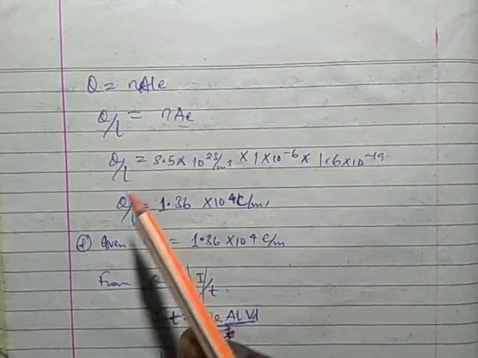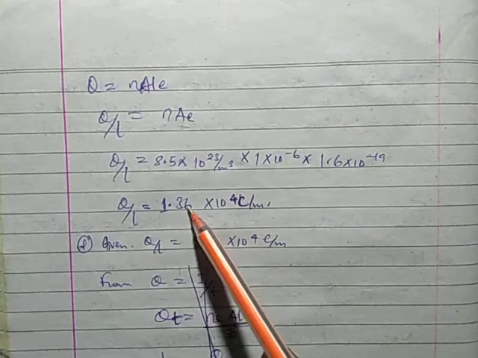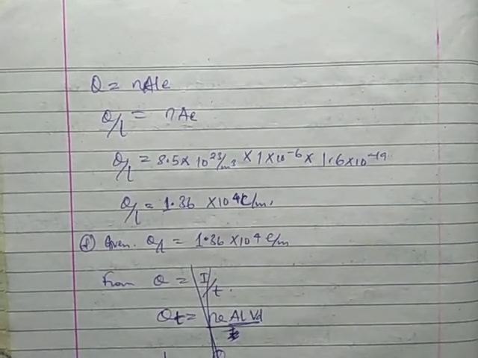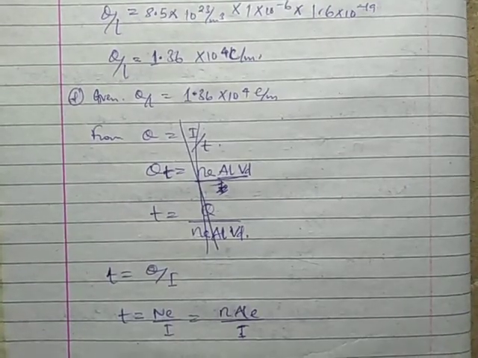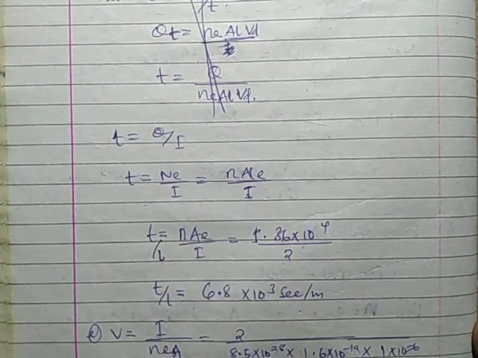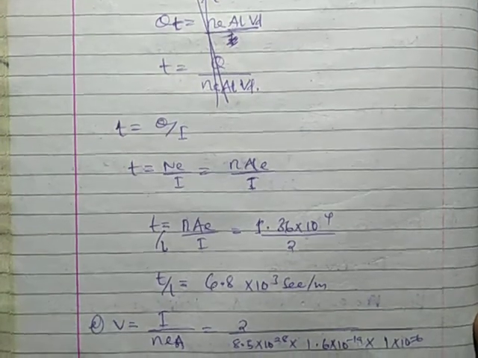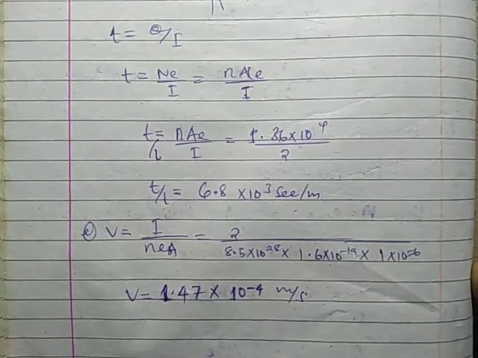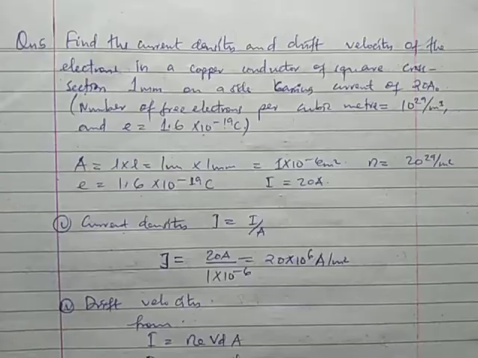So quantity of charge Q hiyo hapo per length tutapata ni hapo 1.36 times 10 power 4 coulomb per meter. Coulomb per meter, hiyo ni quantity of charge per length. Then tukitaka kupata time ambayo hiyo charge yetu itakuwa imepita hapo, tutapata hiyo time ambayo ni 6.08 times 10 power 3, and then final drift velocity ambayo tutapata ni hiyo hapo. Kwa hiyo hivi vyote viko kwenye notes ambazo utazipata.